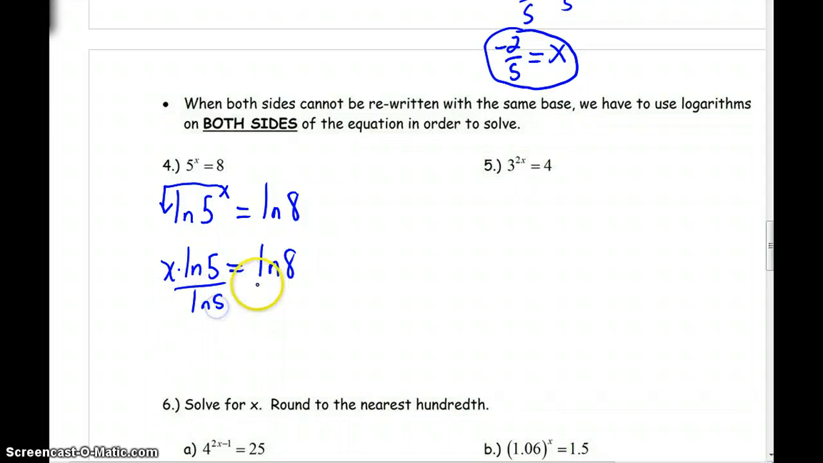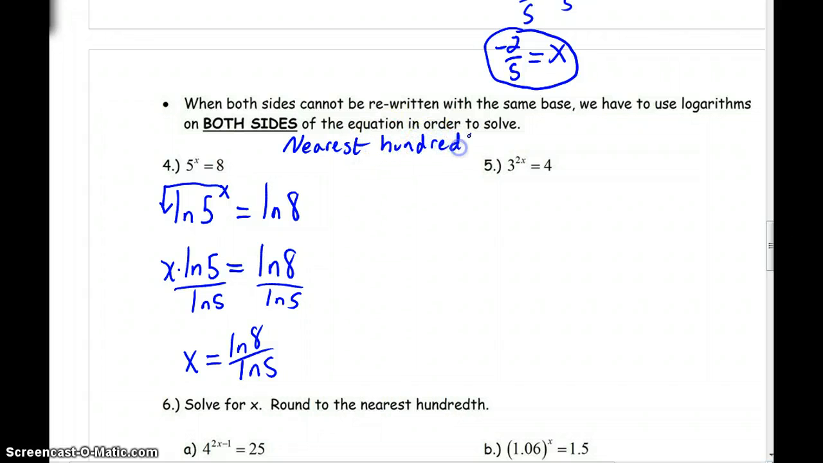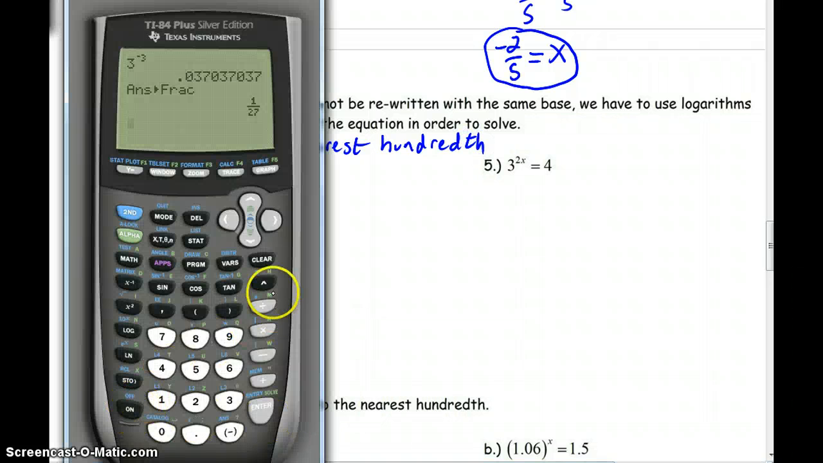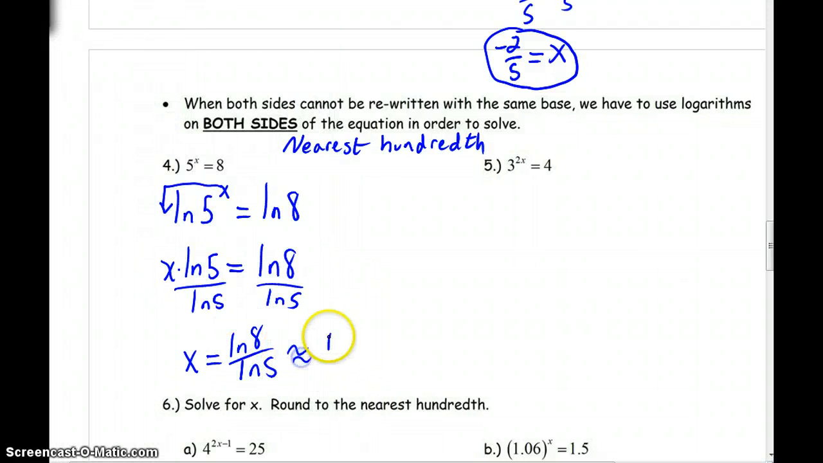Let's divide both sides by the natural log of 5. And let's just say that we want to answer to the nearest hundredth, to 2 decimal place accuracy. We're going to use a calculator here. Just pulling the calculator out, we would type in natural log of 8, close your parentheses, divide by natural log of 5. Very quickly you'll get 1.29. So 1.29 would be our solution.